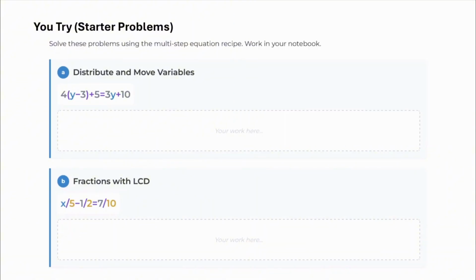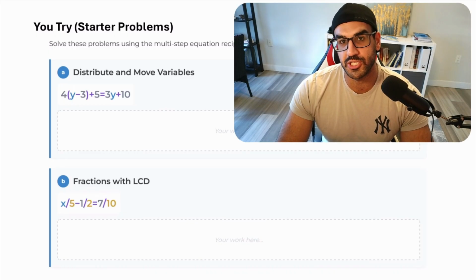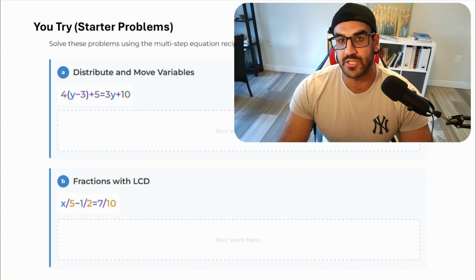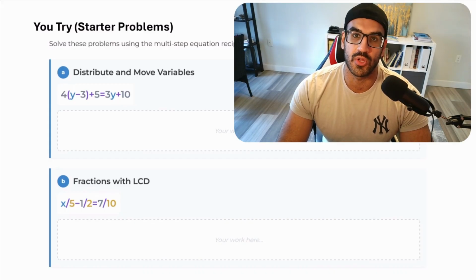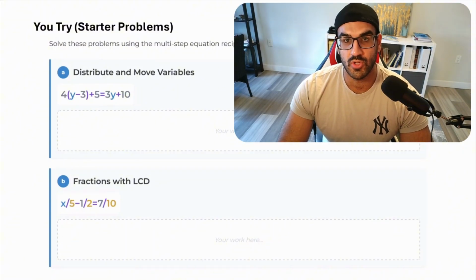So at this point I have a question: 4 times (y minus 3) plus 5 is equal to 3y plus 10. This is one of those equations that is going to take more than 2 steps, because if you remember we had 1-step and 2-step equations, and when we have variables on both sides, the situation is a little bit more challenging. It means that at first I have to get rid of all of the parentheses and all of the fractions. After that, I isolate all of the variables on one side and move the other numbers to the other side. So what do I have in this question?